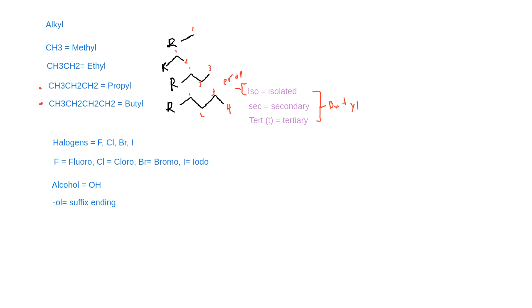And once again, I apologize for the messy handwriting. It's not as easy as a whiteboard. We'll talk about what all three of those look like. I'm not sure if you guys have learned that iso means isolated, sec means secondary, tert means tertiary, but that's what they mean. Hopefully that helps clarify some things.